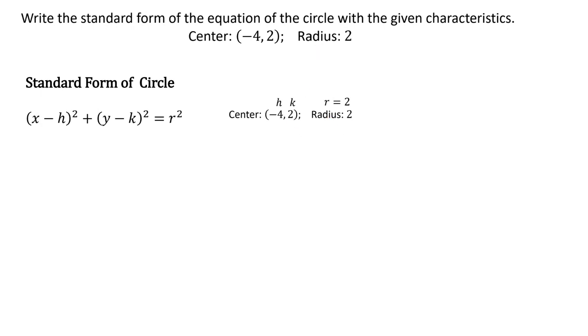Okay, so we're going to substitute those values inside, so we get x minus negative 4 squared plus y minus 2 squared equals 2 squared. So we can simplify, and we end up with x plus 4 squared plus y minus 2 squared is equal to 4. So this would be our standard form of the circle. Any questions on that one?